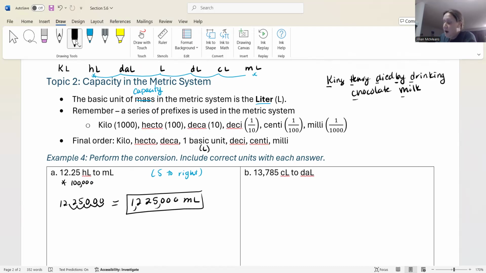Okay, same process, we just kind of jump to it. All right. Now for part B, we have 13,785 centiliters, and we want to convert that to decaliters. So let's see what that is going to look like. Okay. So we're starting with centiliters, which is right here. All right. We're going to have to move to the left to get to decaliters, and we're going to have to move 1, 2, 3 times. So 3 to the left.